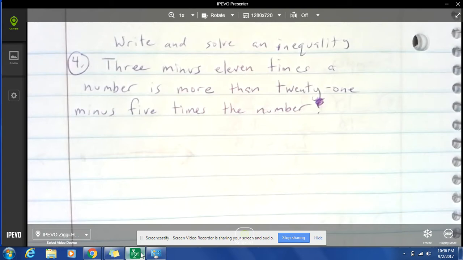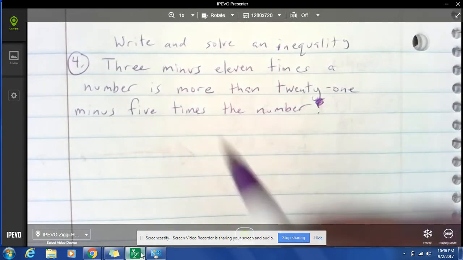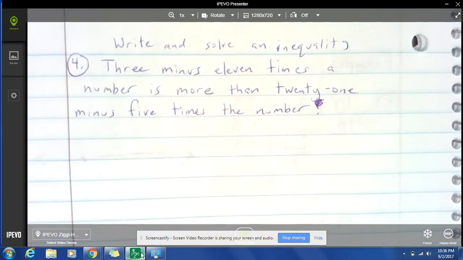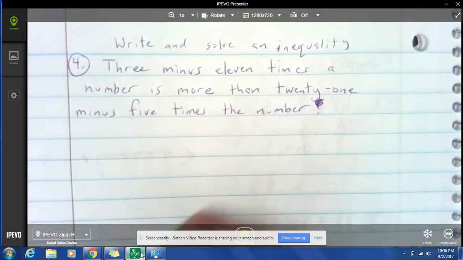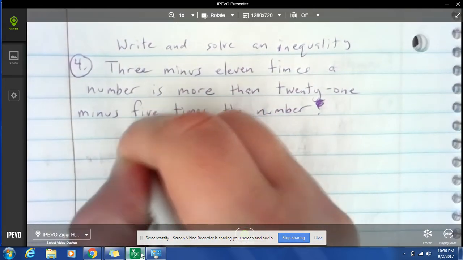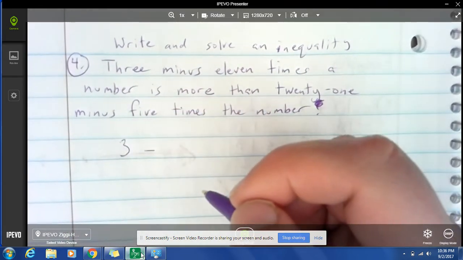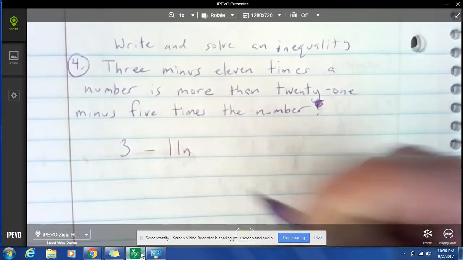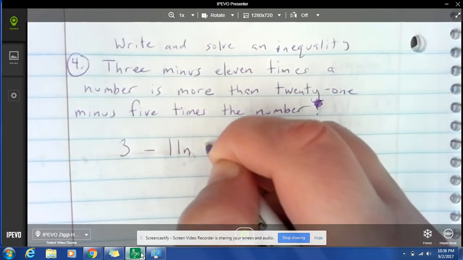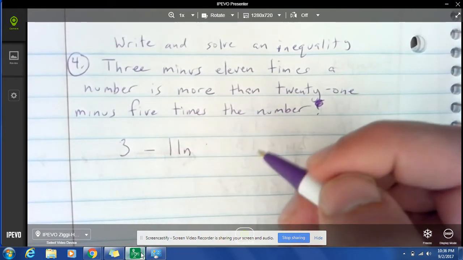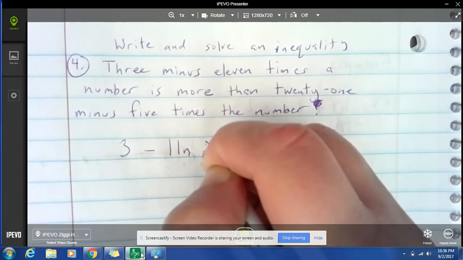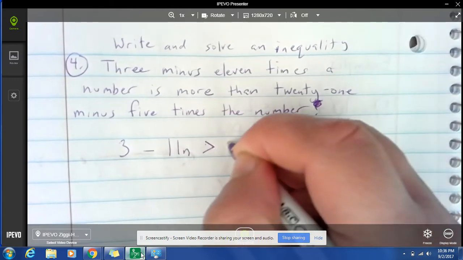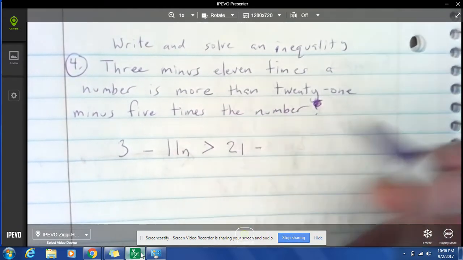Let's break this down here. So first we have 3 minus 11 times the number. Well, that seems pretty easy. 3 minus 11 times a number. Well, a number, that's going to be our variable. 3 minus 11n is more than. So what symbol means more than? The old greater than. 21 minus, so 21 minus 5 times the number.